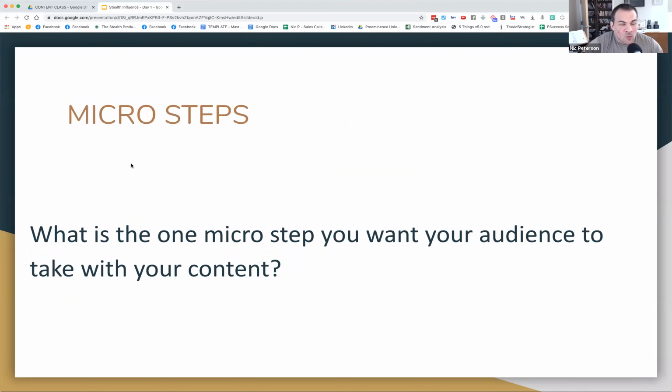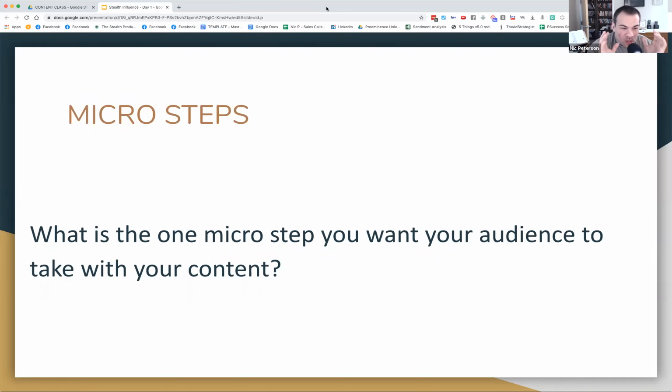Because this is so multifaceted and because there are so many options here, this is what we need to do. Over the next 5 days, I need you to figure out what is the one micro step you want your audience to take with your content. Now, if you bought the book and you've been through our stuff, I have 8 phases, and each one is nuanced, but the framework is about the same.